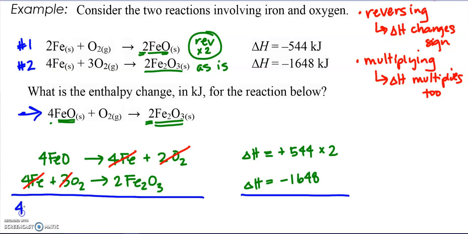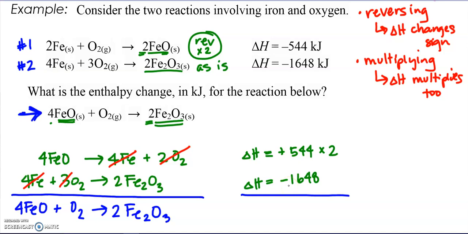So I've got 4 FeO plus O2, which makes 2 Fe2O3. And I can check this by saying, is it still a balanced reaction? And let's see, I've got 4 irons. I've got 4 plus 2 is 6 oxygens. 2 times 3 is 6 oxygens. So this is a balanced reaction. Is it the one I was trying to find up here? Yes, it is. Which tells me now I can add my delta H's.